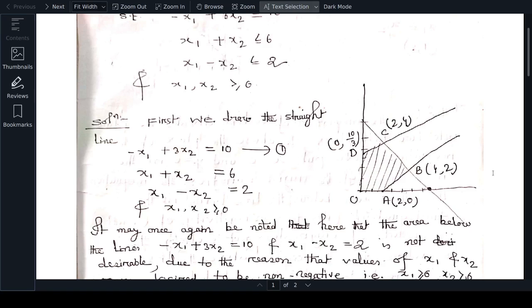Our Z expression is minus x1 plus twice x2. So first we check the origin 0, 0. When we substitute 0, 0, the Z value will be 0.